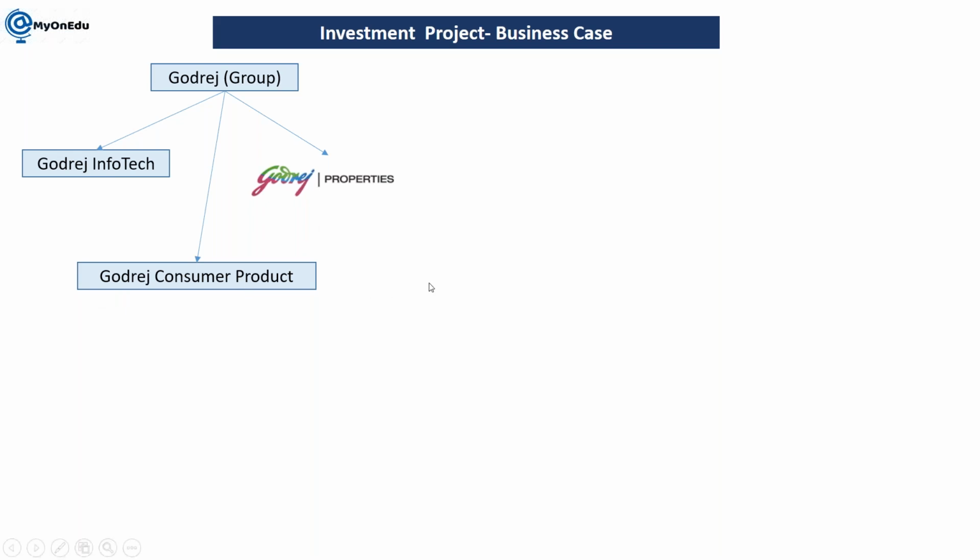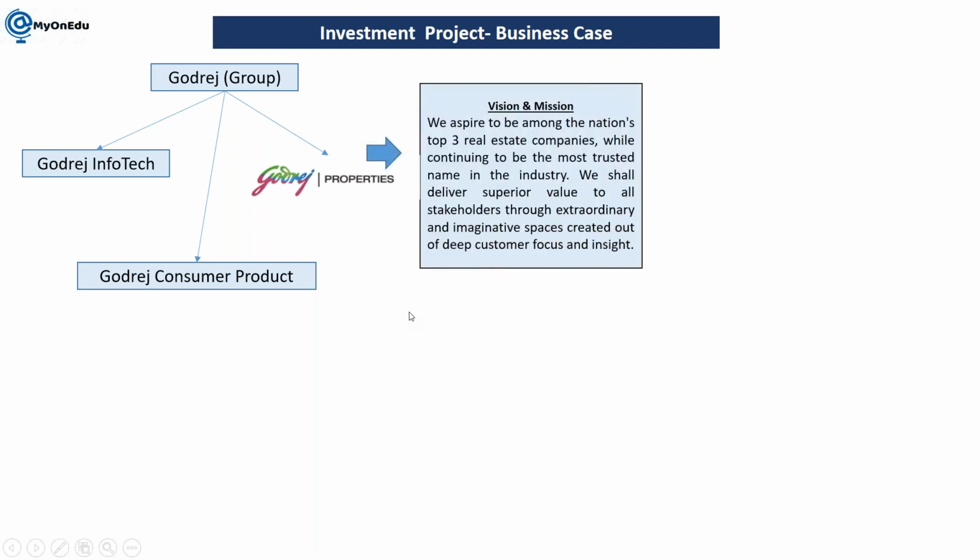Okay, so when Godrej Properties was registered, along with registration, the group of management people decided to keep some vision or mission of the organization, how exactly we are going to stand in the market in the upcoming 10 years. Each organization has its vision and mission. So for Godrej Properties, what they have decided is written here: we aspire to be among the nation's top 3 real estate companies, while continuing to be the most trusted name in the industry.